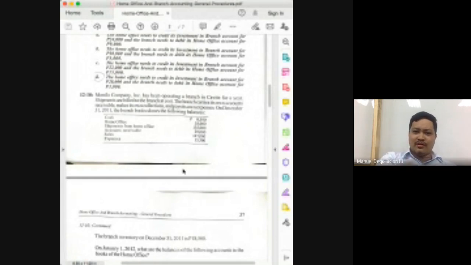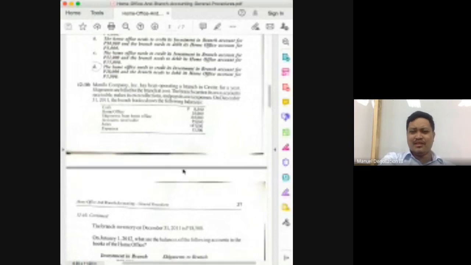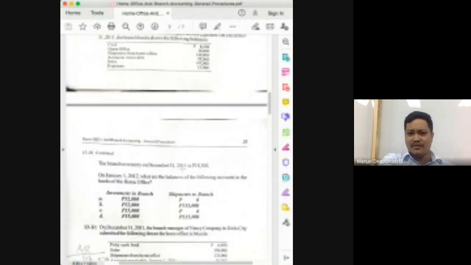Okay, so whose records are being shown here, class? It's the records of the branch. And what is being asked here? The balance of your investment in branch and shipments to branch in the books of the Home Office. Okay, so we're given the records of the branch, but we are asked for the balances that are found in the books of the Home Office.